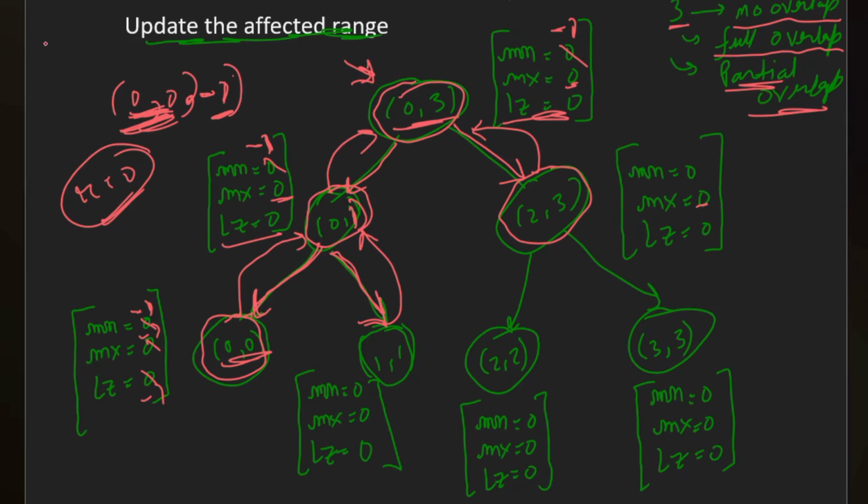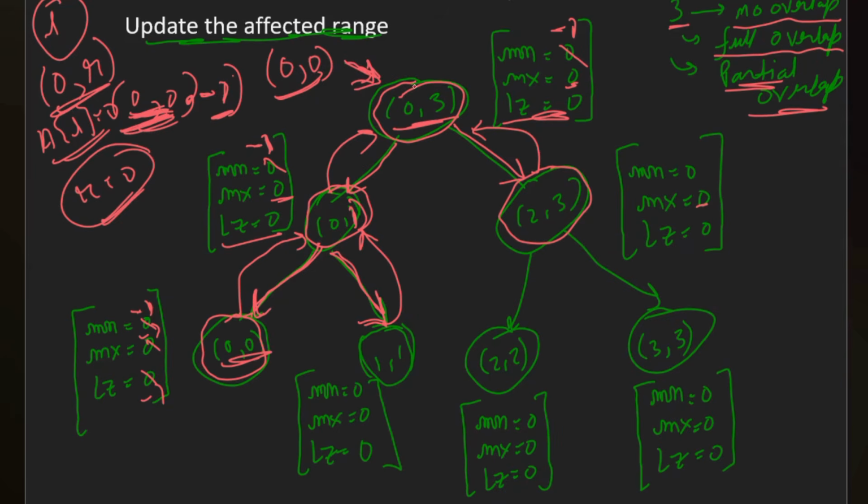Now what we have to do is find an index L in range 0 comma R, where a of L is equal to 0. So what is our range? 0 comma 0, right? So now we are finding the index L. So 0 comma 3, so overlapping is there. If you see its minimum and its maximum, its minimum is -1 and maximum is 0, so there is a chance that 0 can be formed here, right?